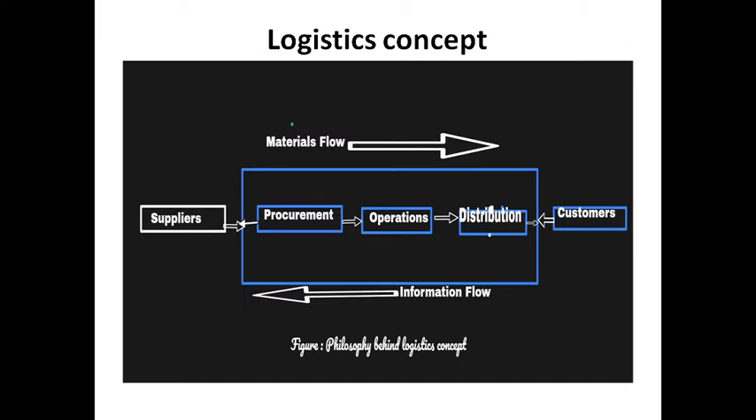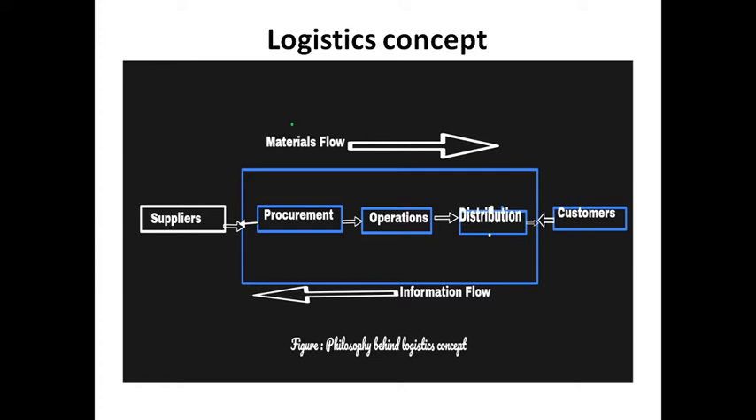Here you see in this model, in the first box there is supplier and in the last box there is customer. So logistics is the management of the processes, activities, and operations that take place for sourcing the materials from suppliers till delivery of the finished product to customers. Now here there are two flows. One is materials flow and the other is information flow.